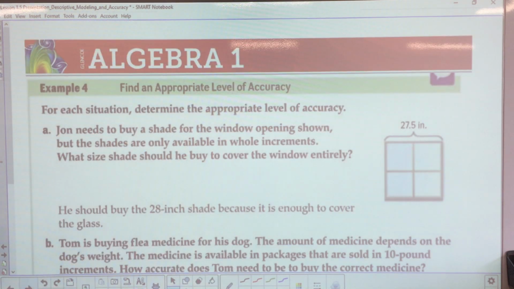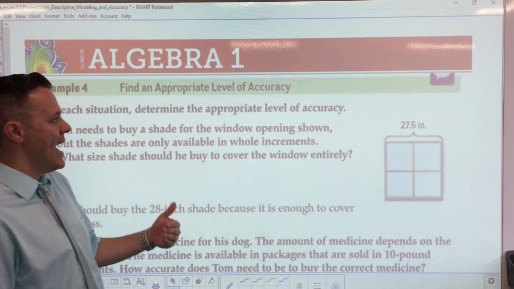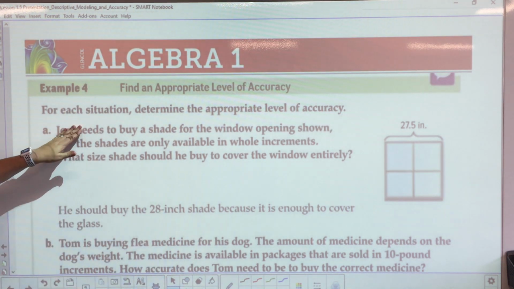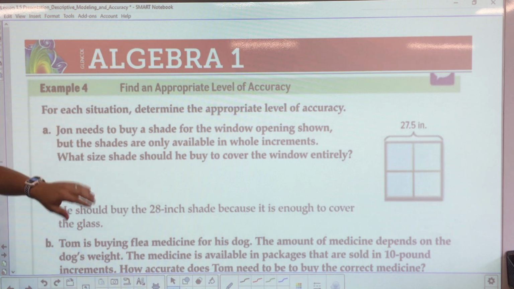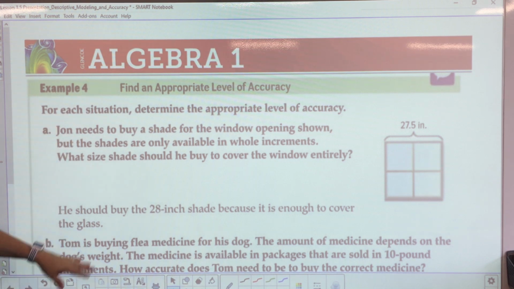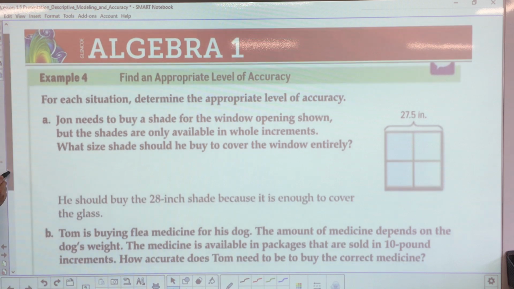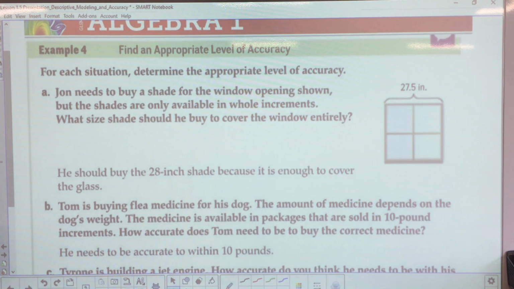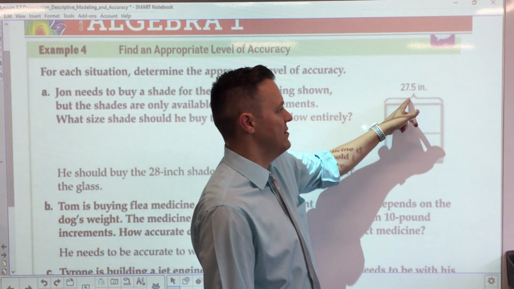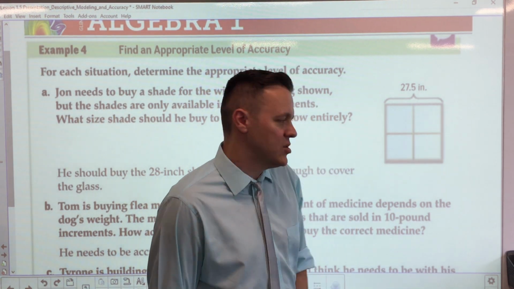All right. Appropriate level of accuracy. What is the appropriate level of accuracy? Each situation determines the appropriate level. John needs to buy a shade for the window covering shown, but the shades are only available in whole increments. What size shade should he buy to cover the window entirely? Well, if it's in whole numbers and he's at 27.5, he's going to have to go up to 28.